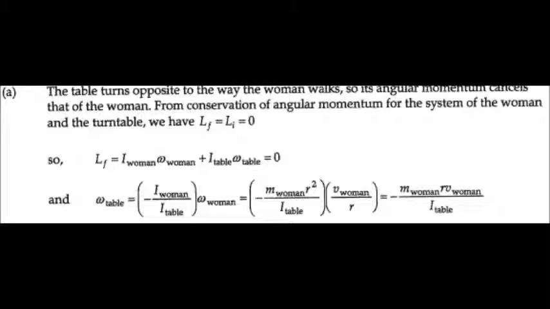we get negative mass of the woman times radius squared over the moment of inertia of the table times the velocity of the woman over the radius. This is just using the definitions of moment of inertia and angular velocity and plugging in those values, which simplifies down to negative mass of the woman times the radius times the velocity of the woman over the moment of inertia of the table.